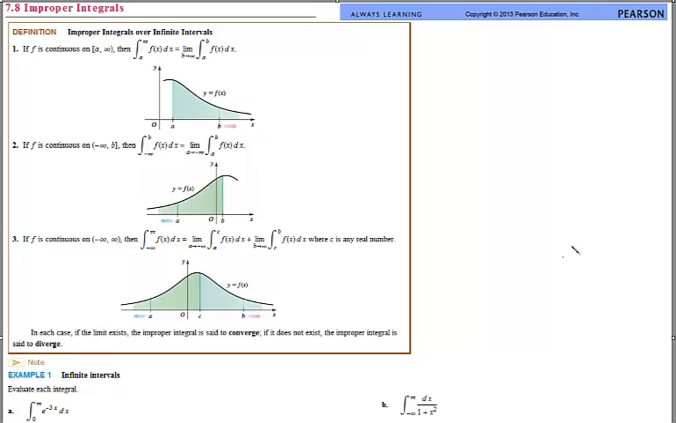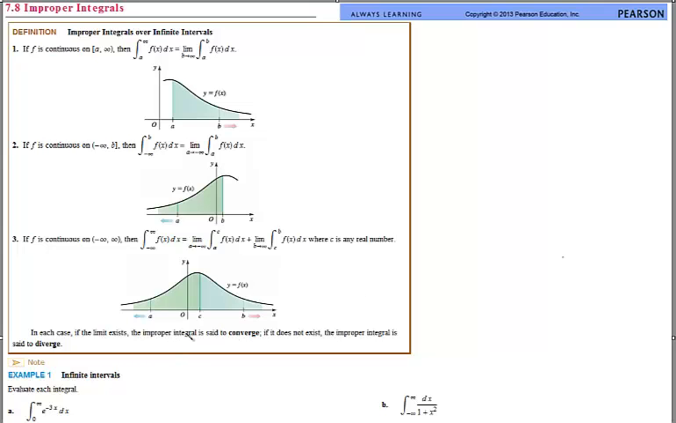Welcome Calculus 2 students. We are looking at our last section in Chapter 7, discussing improper integrals. The first up would be infinite integrals, and we're going to be able to integrate where one of our limits of integration is infinity. Now, we might have an answer to this and we might not.